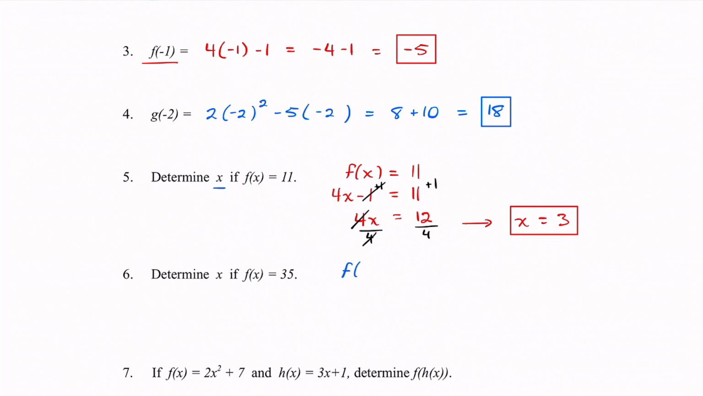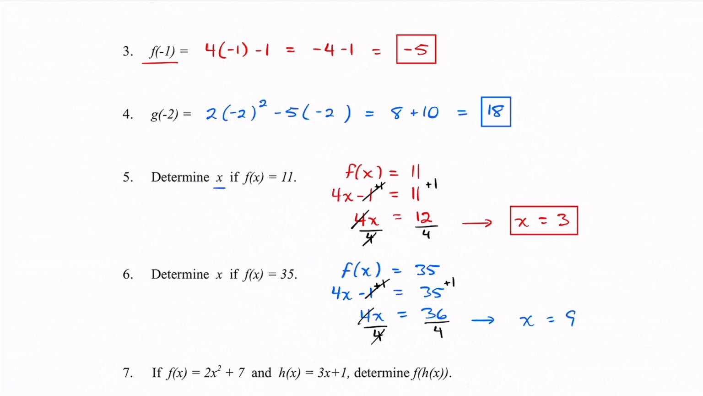So I'm going to write out f of x equals 35, and then I'm going to replace f of x with 4x minus 1. That's what it was up top. And then I'm going to solve this. So add 1 onto both sides. Those will cancel out. So we got 4x equals 35 plus 1, which is 36. And then we've got to get rid of the 4, so divide both sides by 4. Those cancel out, and we get x equals 36 divided by 4, which is 9.